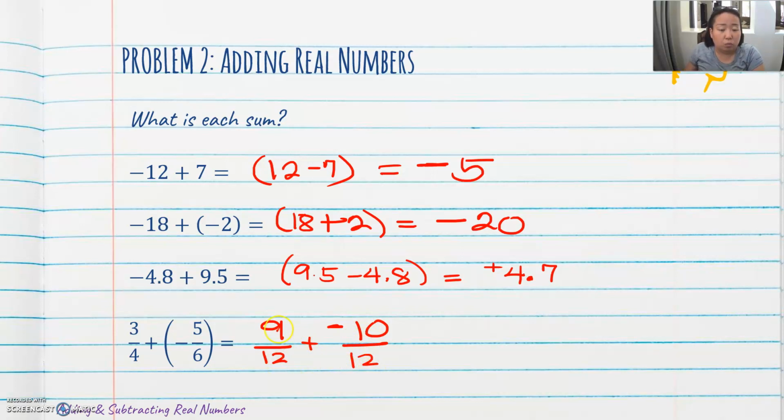And so we can see that they have different signs. So we will subtract their absolute values. Since they now have the same denominator, we can just use 12 as the denominator. So 10 minus 9 will be 1, and then that's over 12. Now between 9 and 10, 10 is higher and the sign of 10 is negative. Therefore, our final answer here will be negative 1 over 12.